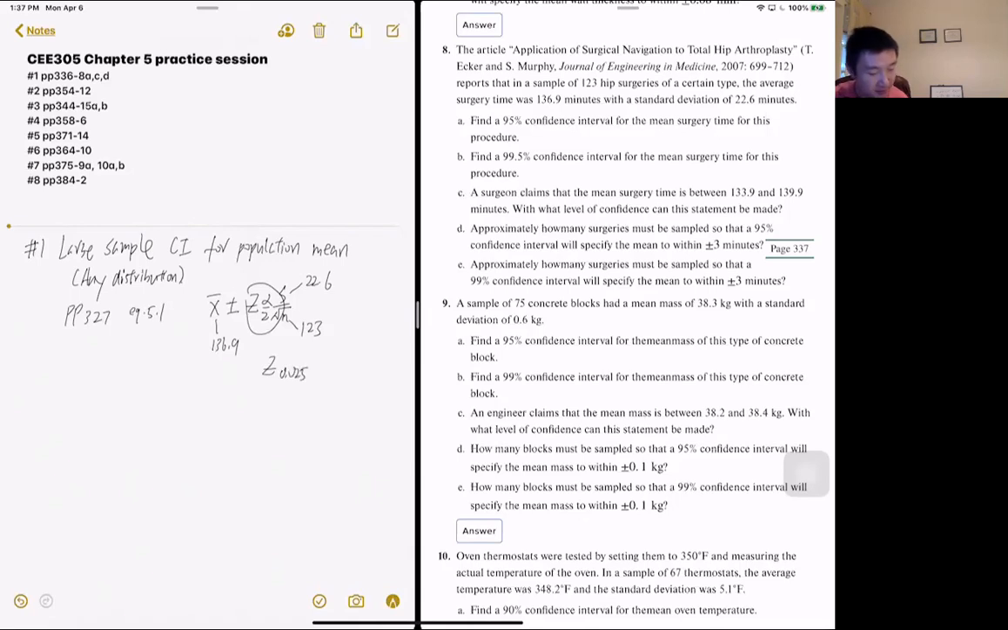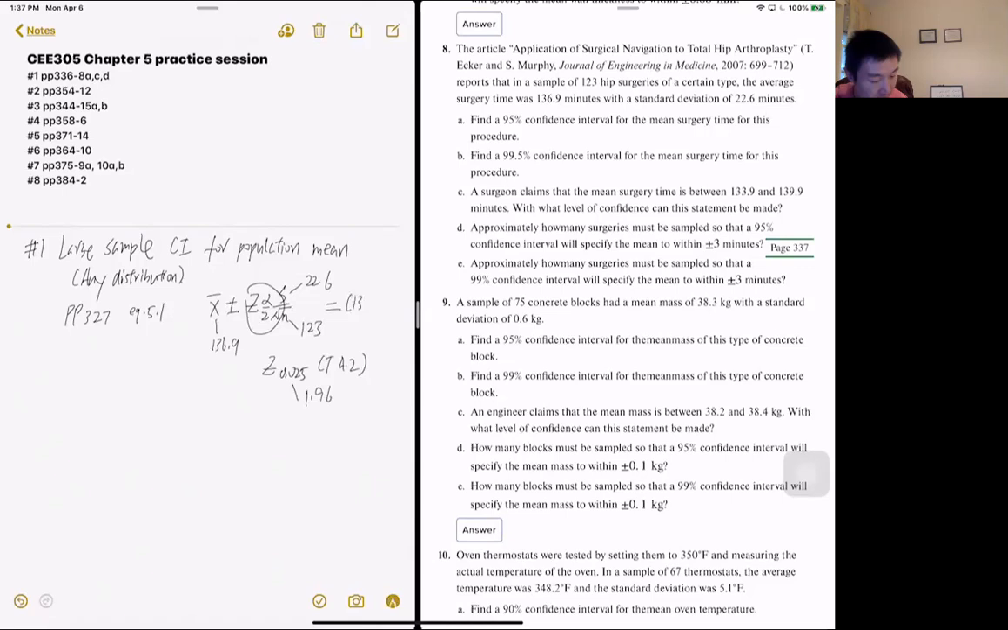Which table are we going to use? This is table A.2, which is the z table. Based on table A.2, z half alpha is 1.96. So plug in the numbers here, and we calculate the 95% confidence interval. So this is the first question, this is part A.